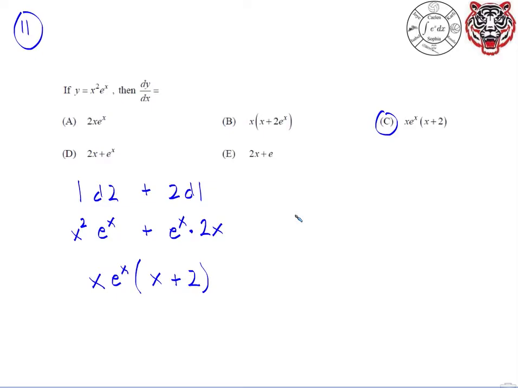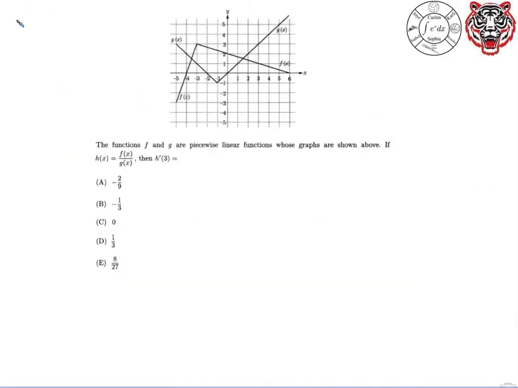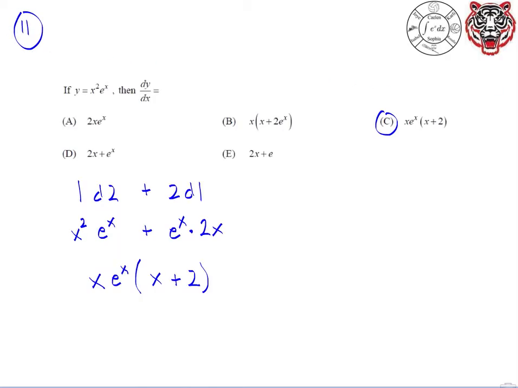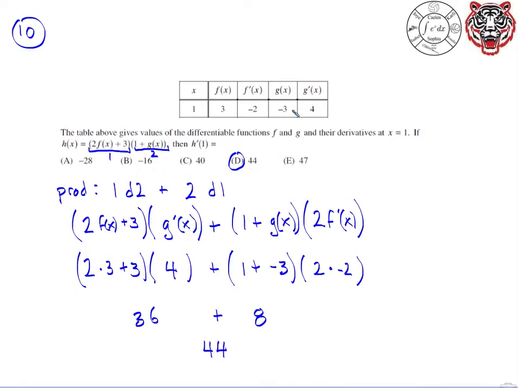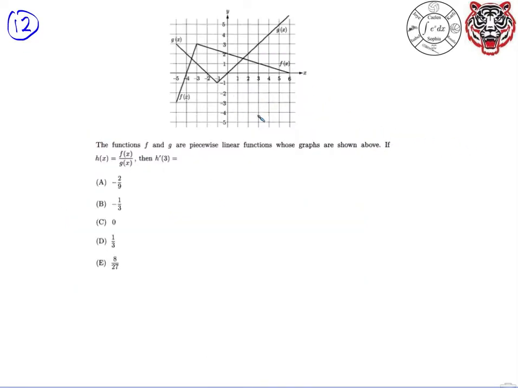Questions on 11? 3, 2, 1. On to number 12. Number 12 is cool because you're basically doing the same thing that we did up here, but without a table, they gave you a graph, a different type of representation.